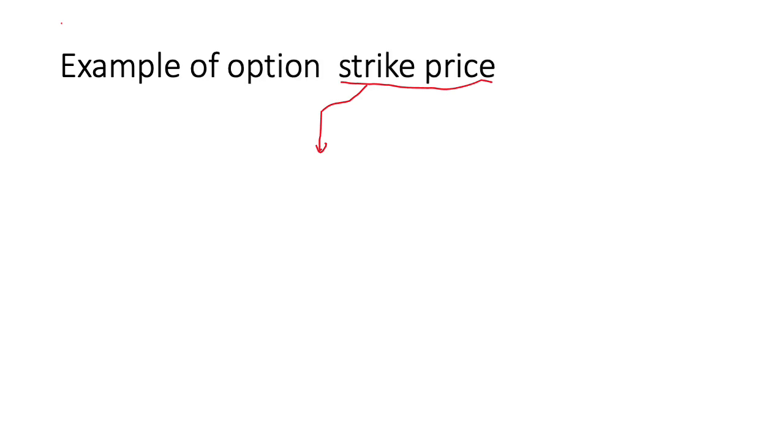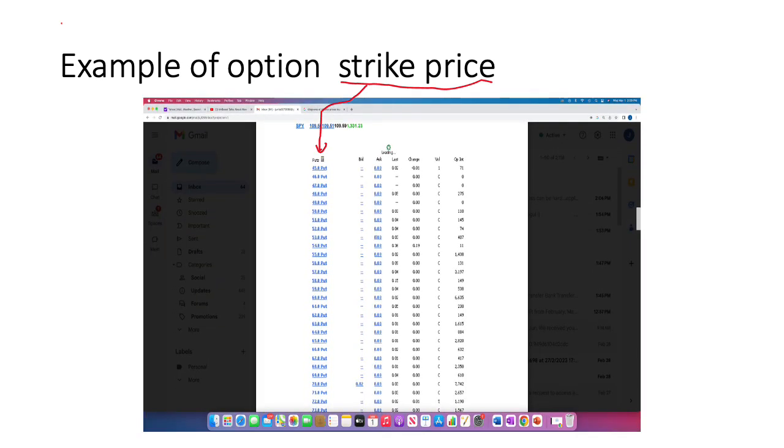Example of option strikes. Here on the left column are the strike prices. In this case, this entire page is on the put option. You can see it's SPY, or S&P 500 companies.